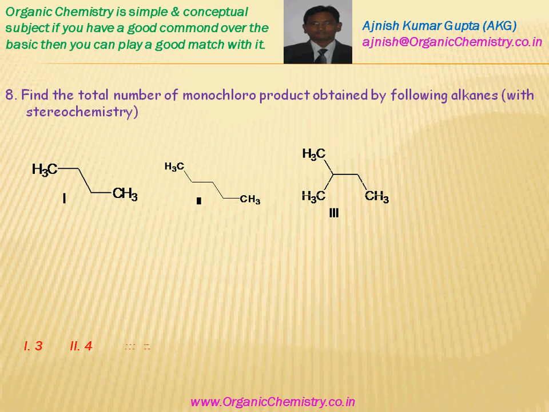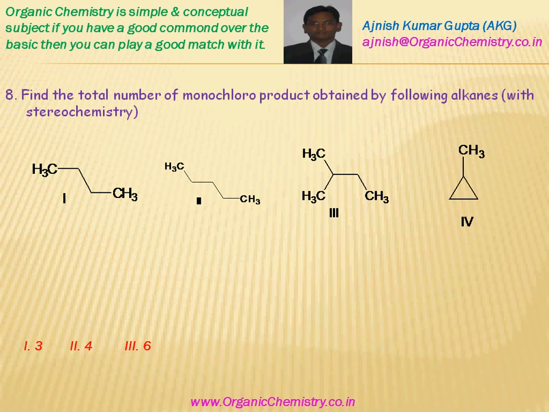The answer is 6. 1 position, 2 because of DL mixture, 3, and if you replace hydrogen from this position with Cl, this carbon become chiral because when this is CH2Cl, so this carbon is CH2Cl, H, methyl and ethyl. All the 4 parts are different. So replacement of this hydrogen with Cl, this carbon become chiral. So 2 after replacement of this hydrogen, 1, 2 replacement of this hydrogen and 1. So total number is 6.